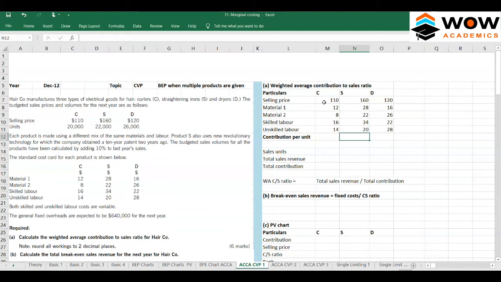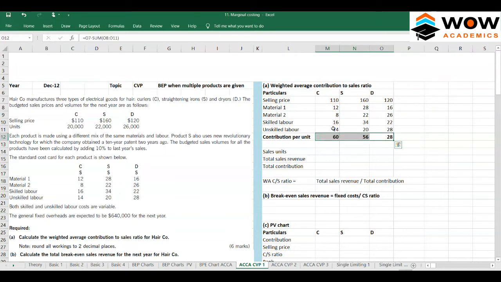Okay, so he has clearly said that skilled and unskilled labor are variable. Material cost is always variable. So all these four costs are variable costs. So when we deduct them, we'll get the contribution. So let's get the contribution. So we got the contribution.